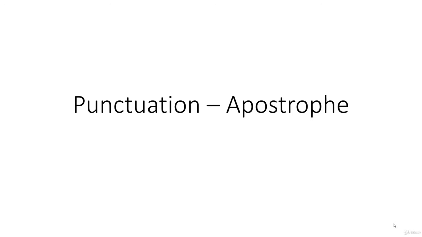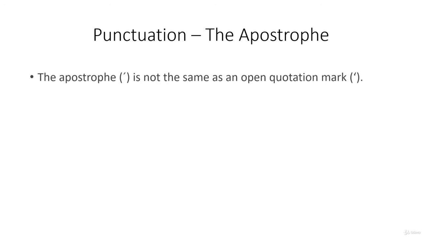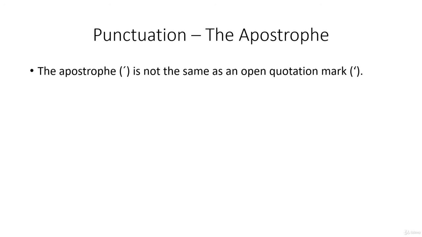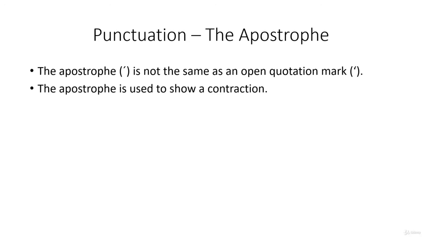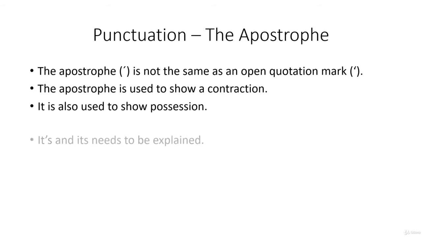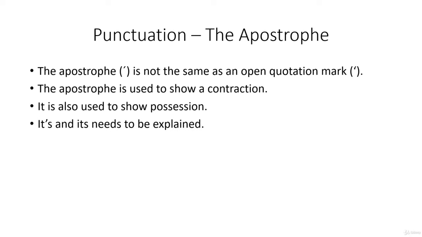This lesson is on the apostrophe. The apostrophe, as shown here in brackets, is not the same as an open quotation mark. The apostrophe is used to show a contraction, and it's used to show possession. Its and it's, with and without an apostrophe, need to be explained.